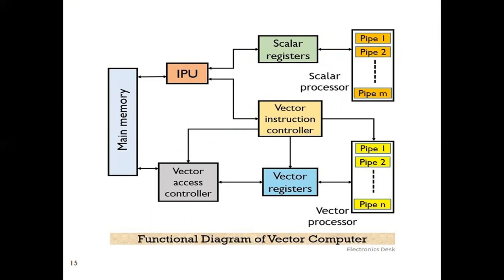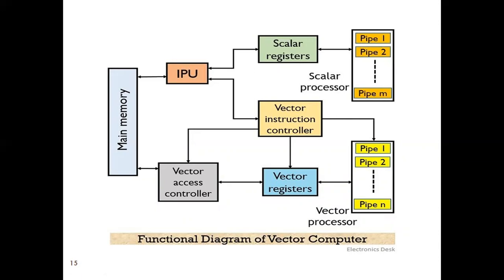We know that both data and instruction are present in the memory at the desired memory location. So the instruction processing unit fetches the instruction from the memory. Once the instruction is fetched, then the IPU, meaning instruction processing unit, determines whether the fetched instruction is scalar or vector in nature. If it is scalar in nature, then the instruction is transferred to the scalar register, and then further scalar processing is performed.